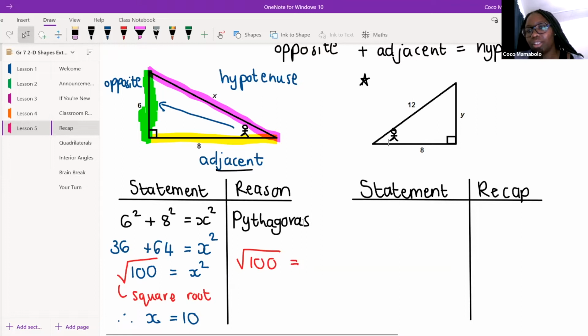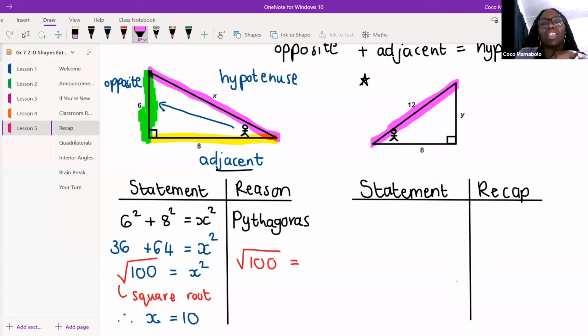Anati, are you there? Hello. All right, what is my hypotenuse side? 12. Excellent, because we know that it's this long side over here, right? Good. And what is my opposite side? What is my opposite side? It's y.